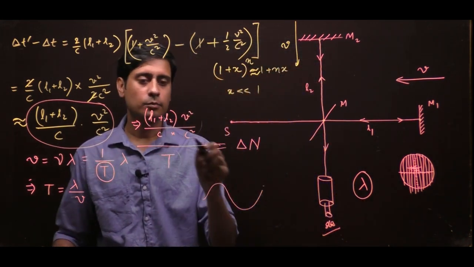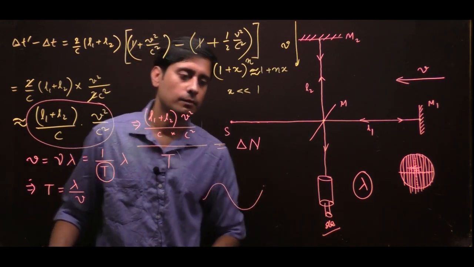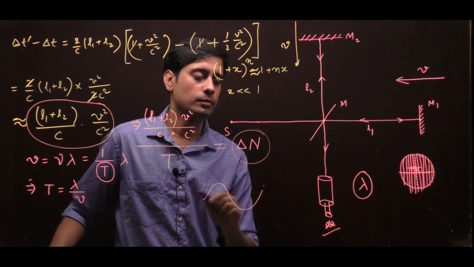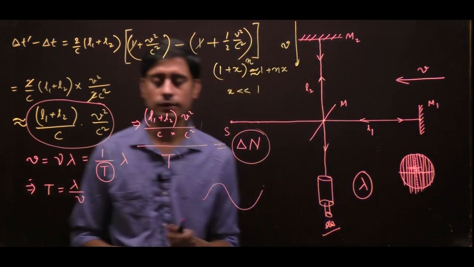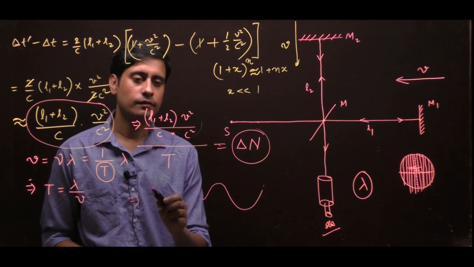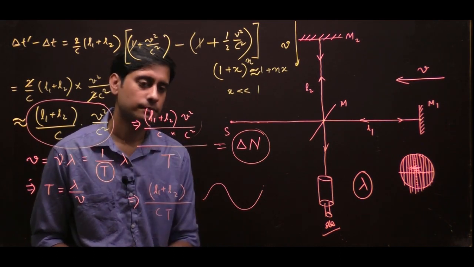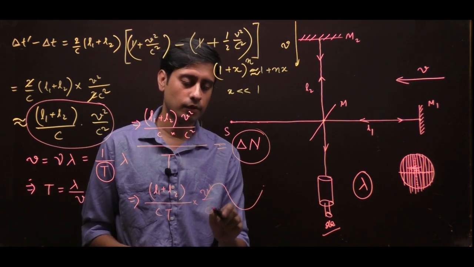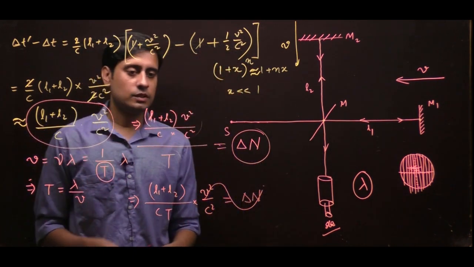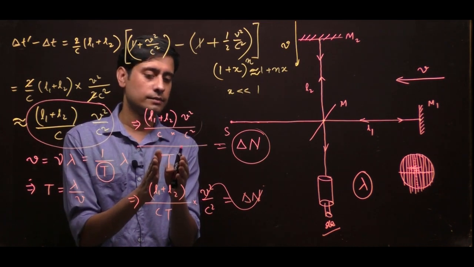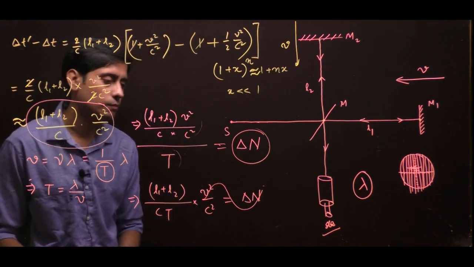So if we divide this time gap by the time interval of the light wave, you should get some number, and that number must be the number of fringe shifts it causes. So let's just divide this (L1 plus L2) upon CT into V square upon C square equals delta N. This is the total time and this is the time taken for one fringe, so one wavelength. So this must give you delta N.